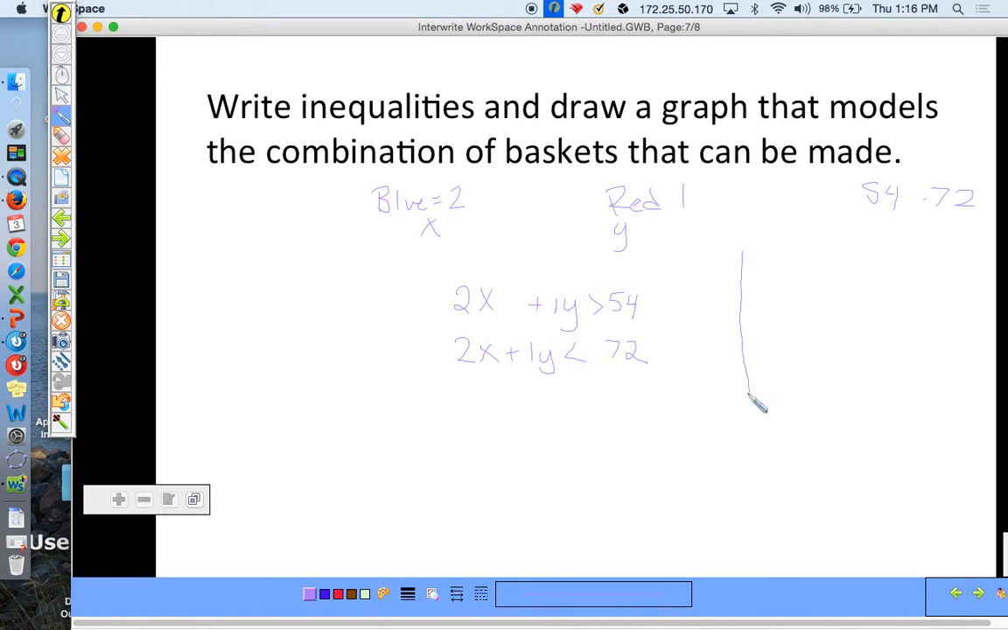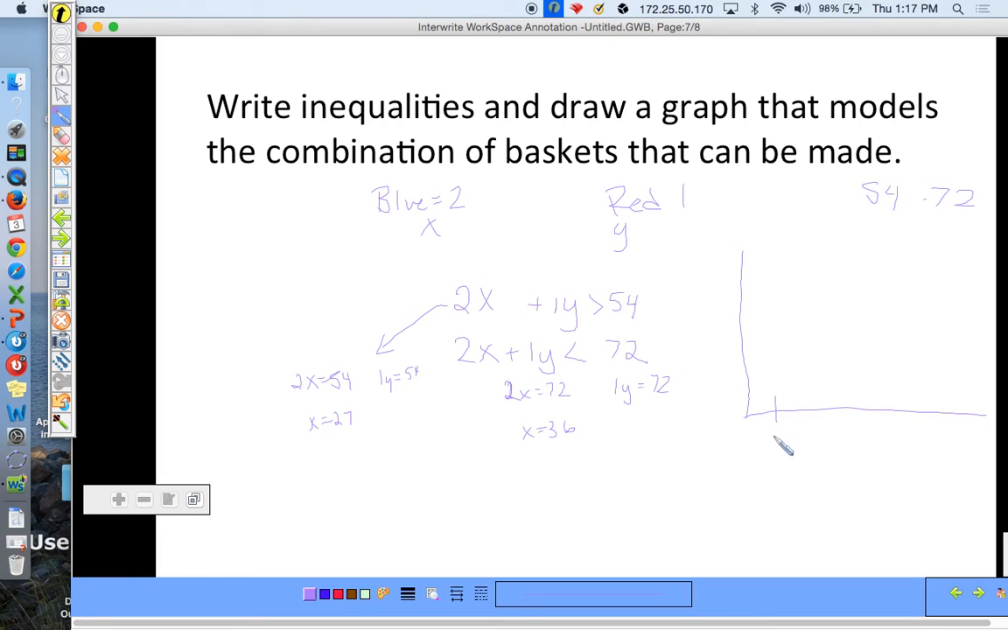So when we graph this one, we don't need all 4 quadrants. And I'm going to look at these and I'm going to say, hey, I'm going to do this in standard form because that's pretty easy here. So this top one here, let's see, we have 2x equals 54, 1y equals 54. And if we divide by 2, we have x equals 27. And this one we'd have 2x equals 72, 1y equals 72. So this would be x equals 36 and y equals 72.